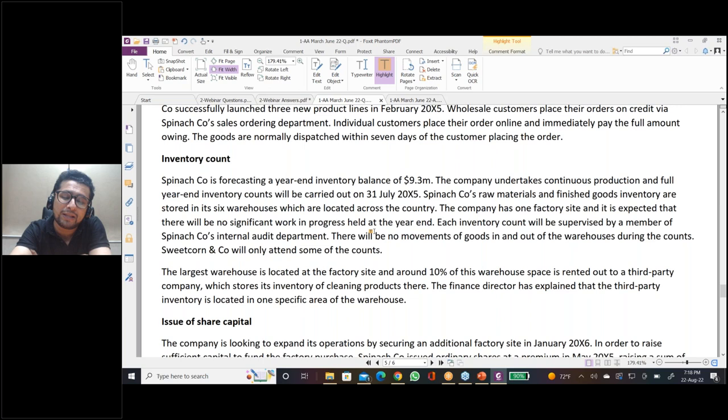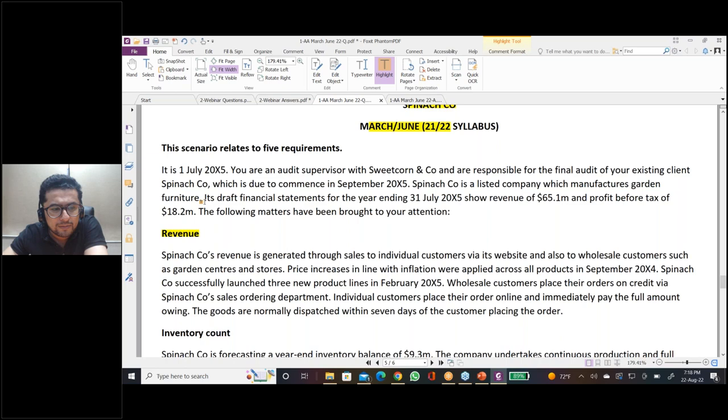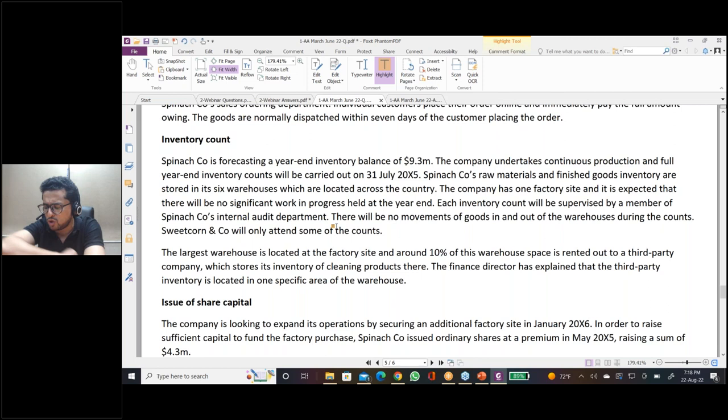The largest warehouse, that's an important one. The largest warehouse is located at the factory site, so it's within the factory. Around 10% of this warehouse space is rented out to a third party company which stores its inventory of cleaning products there. So you need to make sure what kind of products they make. So they make garden furniture. You need to make sure that the third party items are separate and not amalgamated or mixed. The finance director has explained that the third party inventory is located in 1 specific area of the warehouse. So you need to visit that place as well during the count.